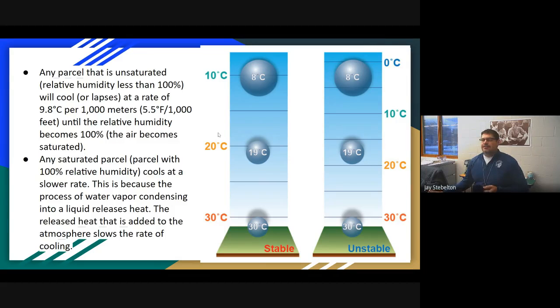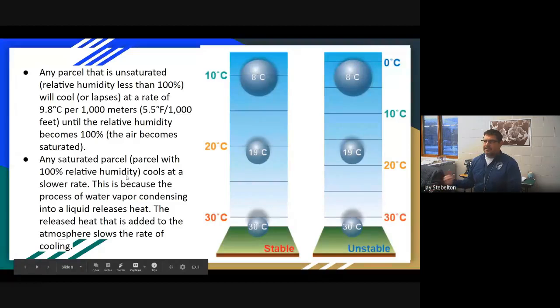A little bit of chemistry here. There's two different types of air parcels. There's an unsaturated air parcel, which means that the temperature and the dew point haven't been reached. And there's also a saturated parcel, which means that it has 100% relative humidity. So all this is saying is that the saturated parcel, the one that has more water in it, cools at a slower rate. And here's where the chemistry comes in.